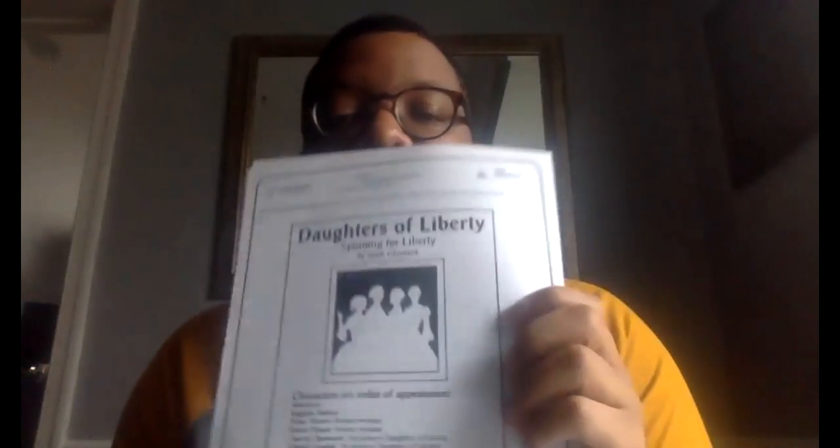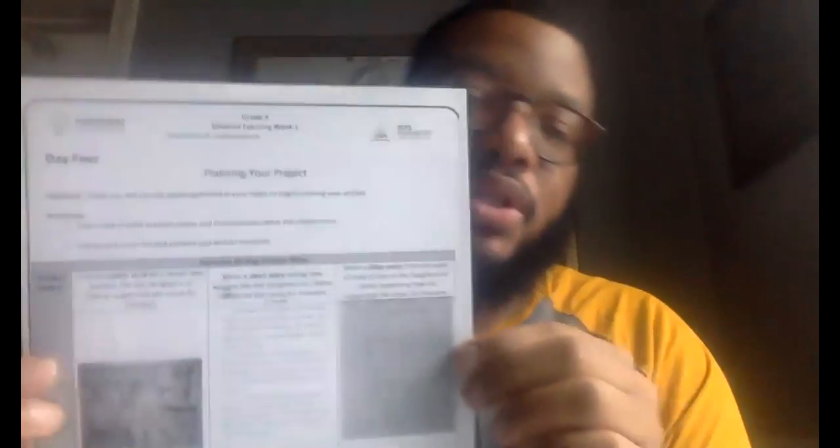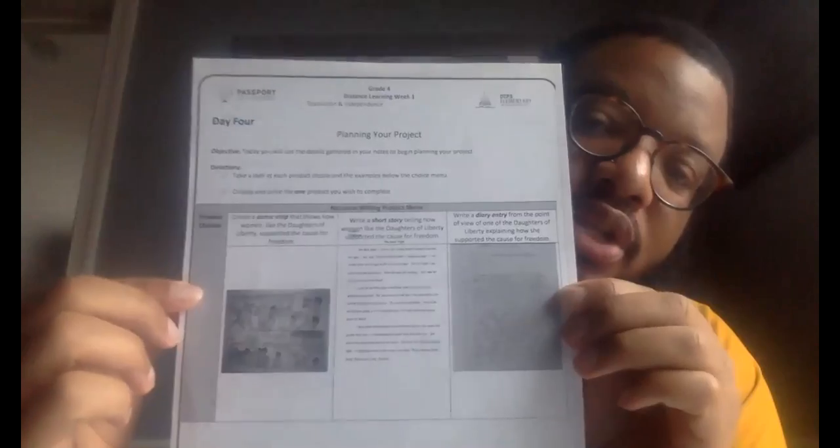Today, we are going to be looking at the DCPS packet, week 1, day 4. So today we'll be planning our project. You're going to need the text, Daughters of Liberty, and then you're also going to need the day 4 page that lists the directions along with your options, okay? So go ahead and grab those materials and we'll get started.